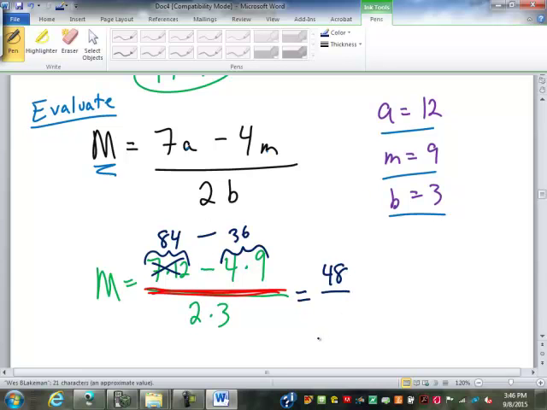48. On bottom, what do we do? 2 times 3, which is 6. And then perfect. 48 divided by 6 is 8. So M equals 8 is our evaluation of that.